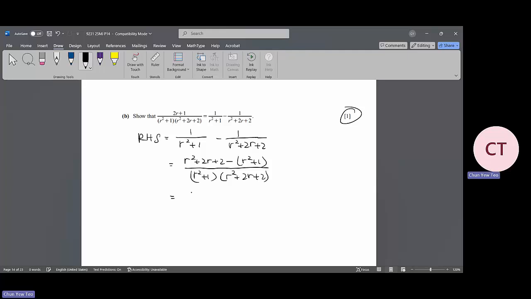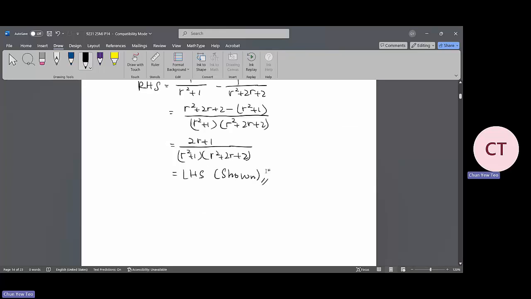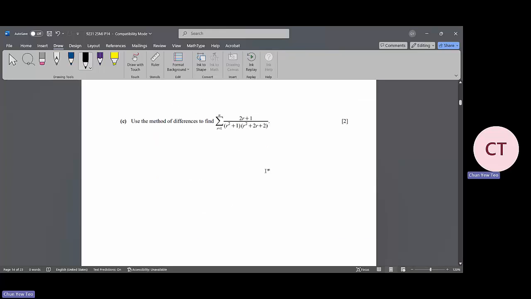Expand, simplify, then you will get this as 2r plus 1. Shown. Equal to the left-hand side. Done. That is number 1B. Moving on, we have question 1C. Continue from part B just now.